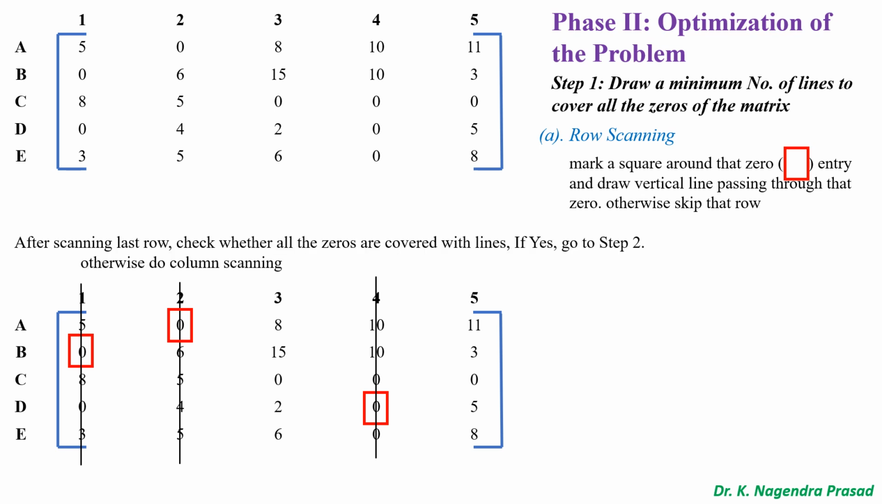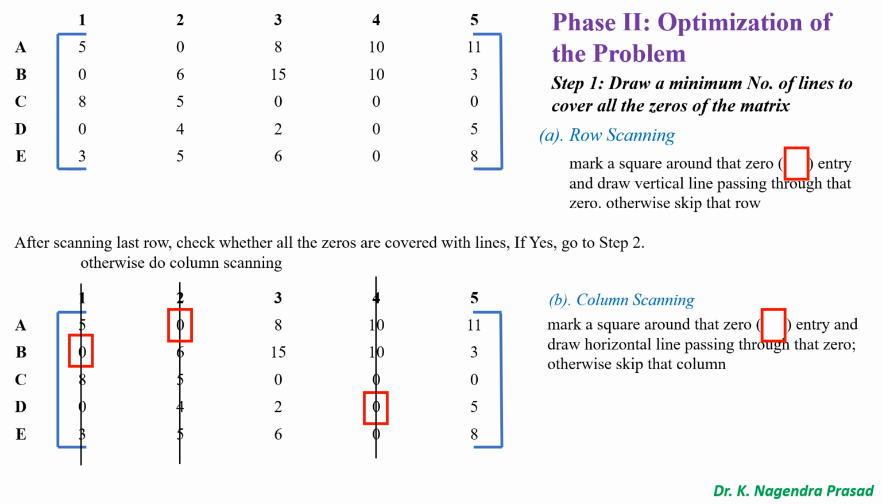After the scanning of the last row, check whether all the zeros are covered with lines. If yes, go to step 2. Otherwise, do the column scanning. Here, two zeros are not covered with the lines. Then we will go for the column scanning.